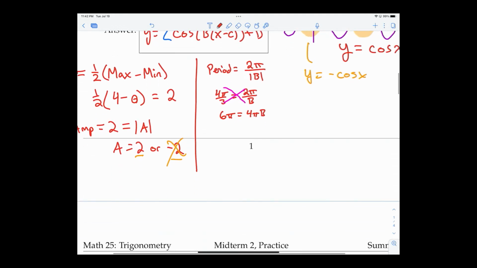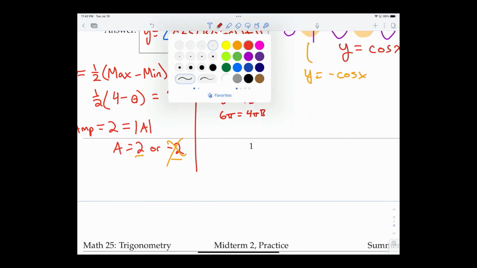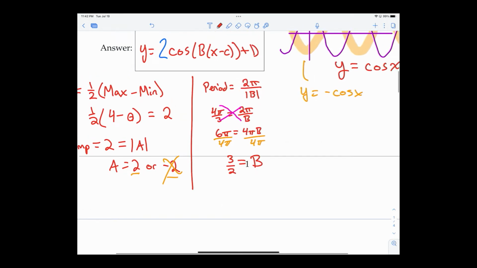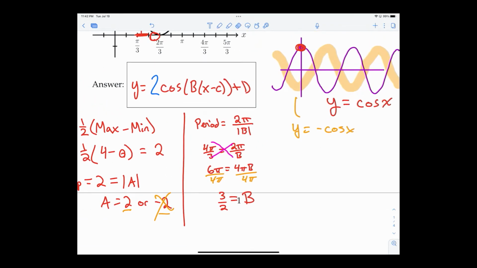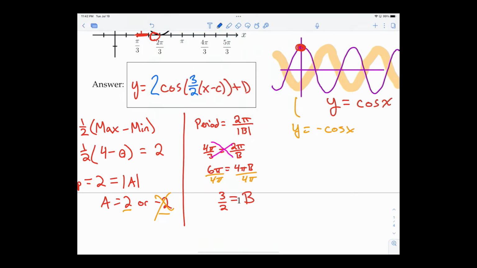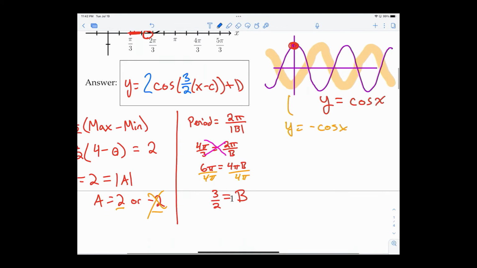And then if you're trying to solve for b, we should divide both sides by 4 pi. So just go over 4 pi, over 4 pi, and you get b is going to be 6 pi over 4 pi, which is 3 over 2. Again, you can use a computer if you need to for that. So we have b is 3 over 2. So come up here, replace the b with 3 over 2. All right, now for the c.